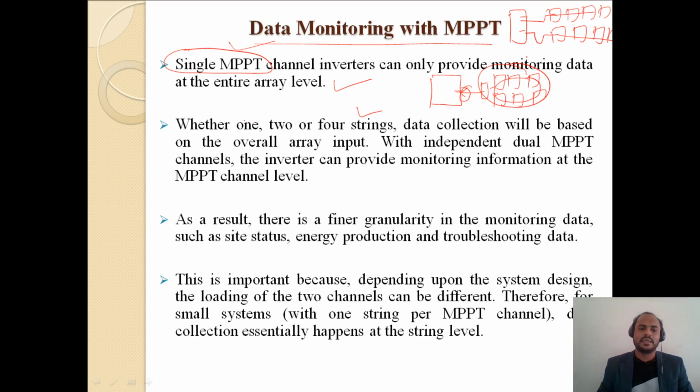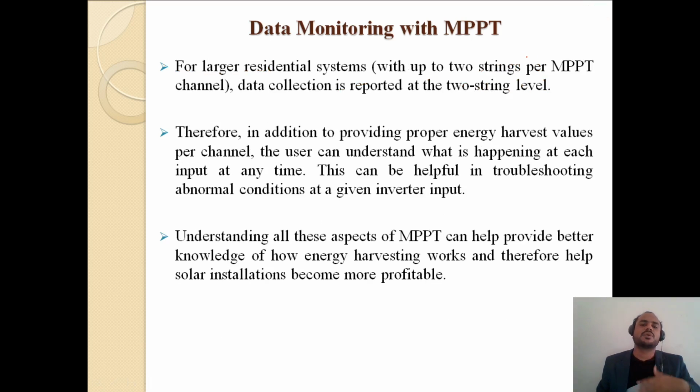It is very important. If any solar panel is getting shadow, we come to know that row number 1 is having lower power, so that we can shut off the particular solar power plant and do the maintenance of the particular solar panel. This is important because, depending upon the system design, the loading of the two channels can be different. Therefore, for a small system with one string per MPPT channel, the data collection essentially happens at the string level. For a central inverter, we have a different technology when we are monitoring this particular data.